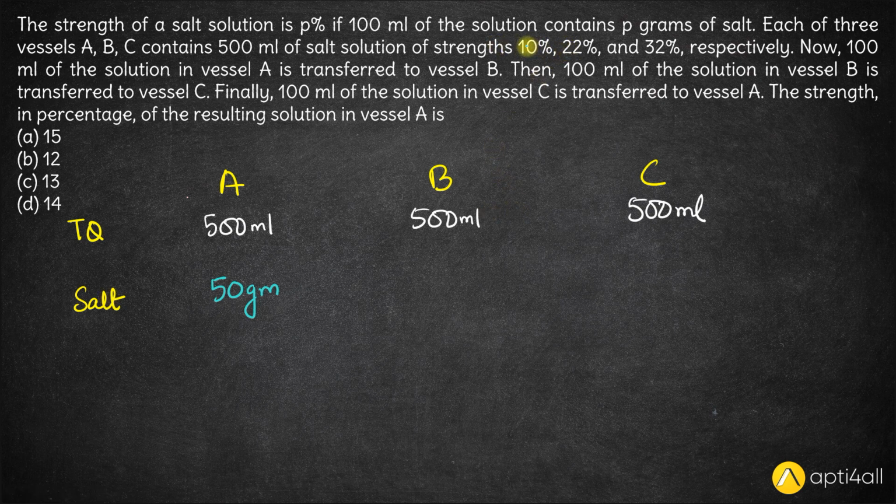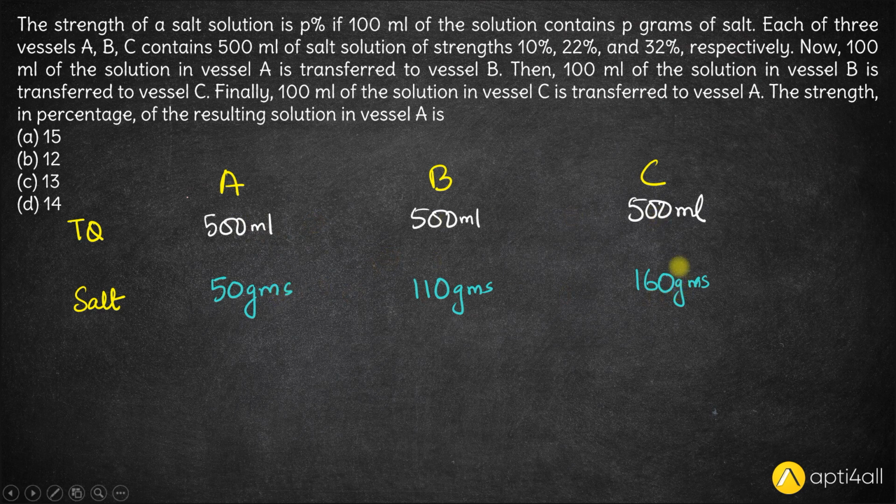Similarly, solution B has 22% of salt. So 22% of 500 is 110 grams of salt, right? And finally, solution C has 32%. So 32% of 500 will be 150 plus 10, 160 grams of salt. So this is the total quantity and this is the quantity of salt in each of these vessels.